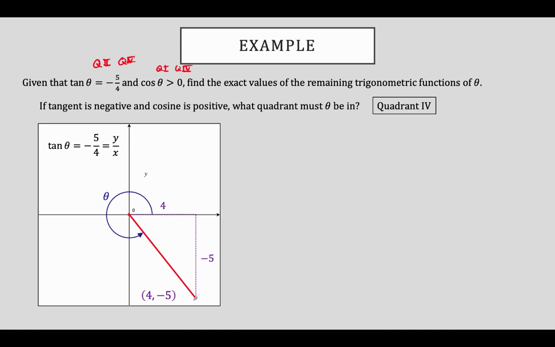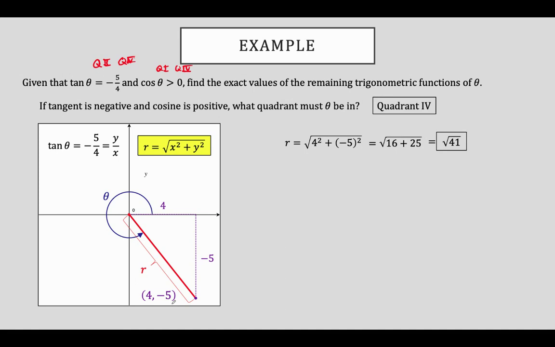This would be our ordered pair x comma y. That would be 4 comma -5. And if we're going to evaluate the trig definitions of our angle theta, then we must know r. And we can find r using the Pythagorean theorem. We know that r is equal to the square root of x squared plus y squared. So r is equal to the square root of 4 squared plus -5 squared. 4 squared is 16. -5 squared is 25. That's the square root of 16 plus 25, which gives us the square root of 41.